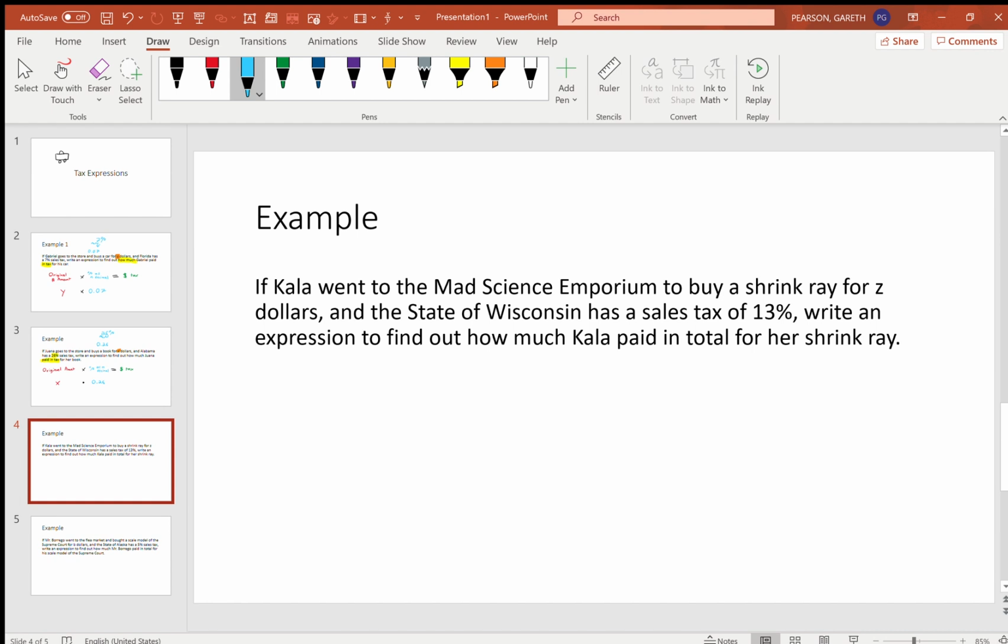For this example, Kayla went to the Mad Science Emporium to buy a shrink ray for Z dollars. So the original amount is going to be Z, and the state of Wisconsin has a sales tax of 13%. All right, so it's going to be the original amount times the percent as a decimal. Okay, so 13%, move it 2 spots to the left, 0.13. So that's going to be times 0.13. Okay, looks like we're done.